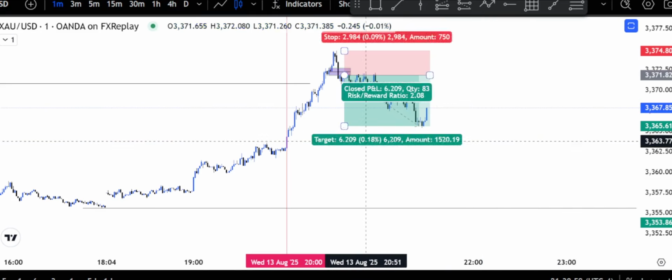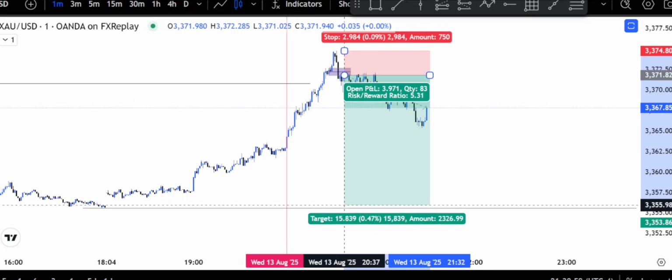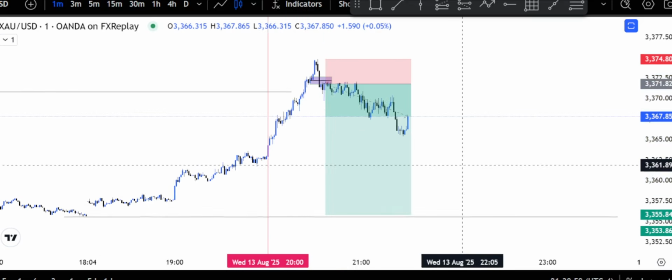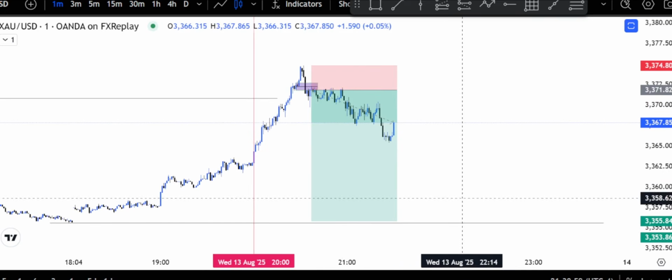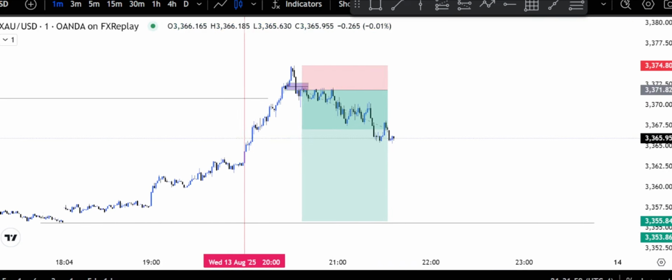For now, for education purposes, let's just stick to one trade per setup. Never re-enter it because you need to collect data. Anyways, let's continue.